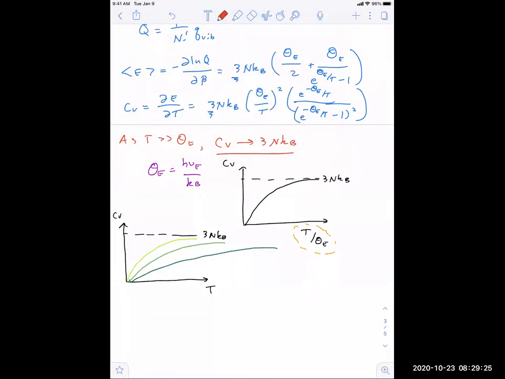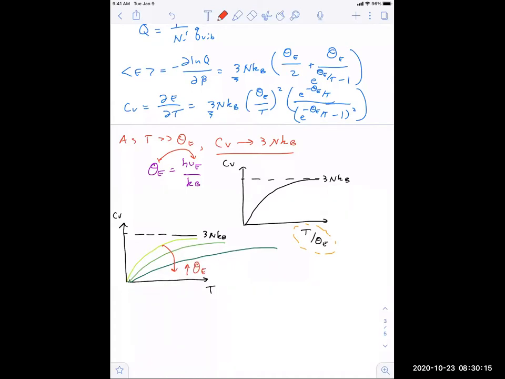And so as I move from the lighter color to the darker color, can anyone guess which of these has the largest Einstein's temperature? So thinking again that Einstein's temperature is going to be linearly related to the magnitude of these vibrational frequencies, should a material with high vibrational frequencies get to the 3nk_B limit sooner or later as a function of temperature? Any ideas? Sooner? So a material with higher vibrational frequencies actually gets there later.